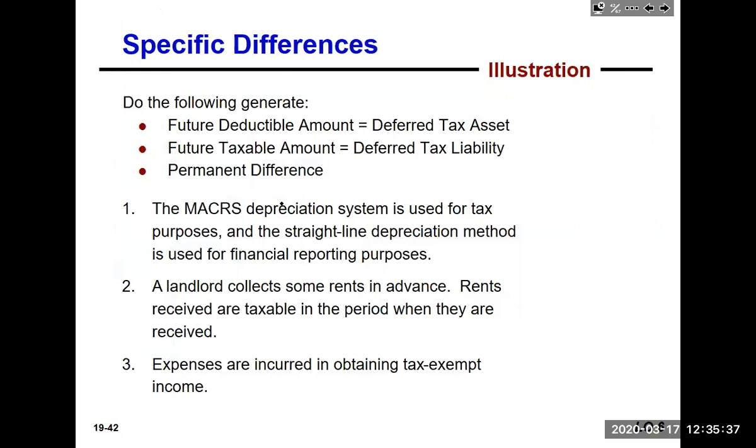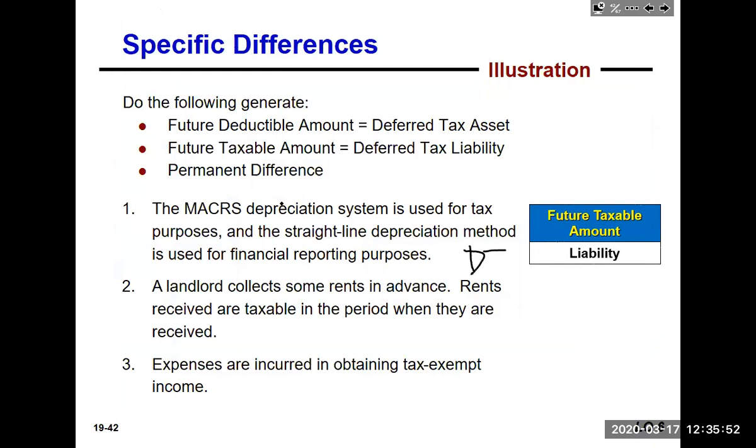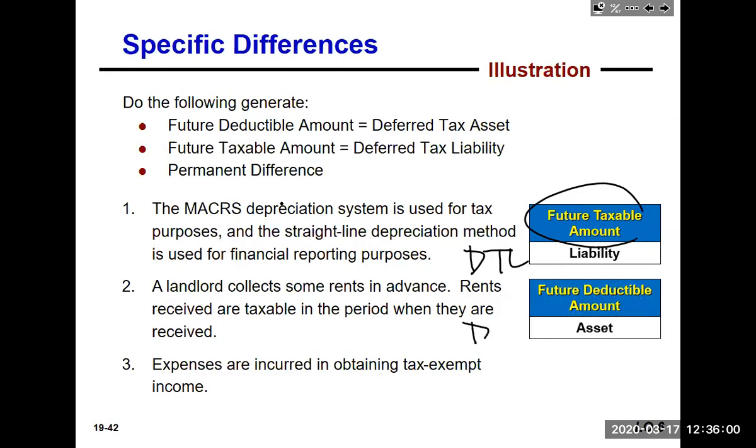All right, so here's a little illustration. You can do this on your own, but I'll just go through it real quick. MACRS depreciation used for tax, straight line for financial reporting. Very common. So that's the deferred tax liability. They use a lot of different terms. Future taxable amount, that means deferred, you're deferring the tax. What about the next one? Future deductible, that's the DTA.